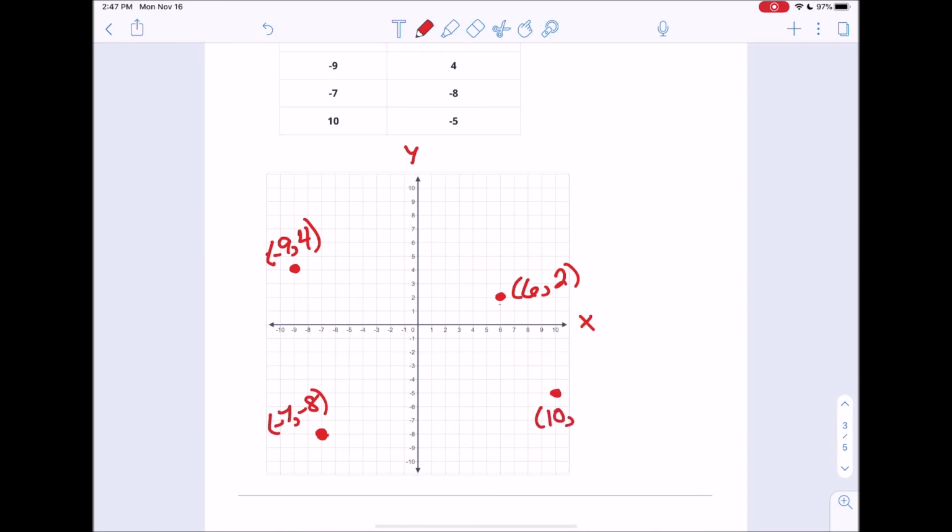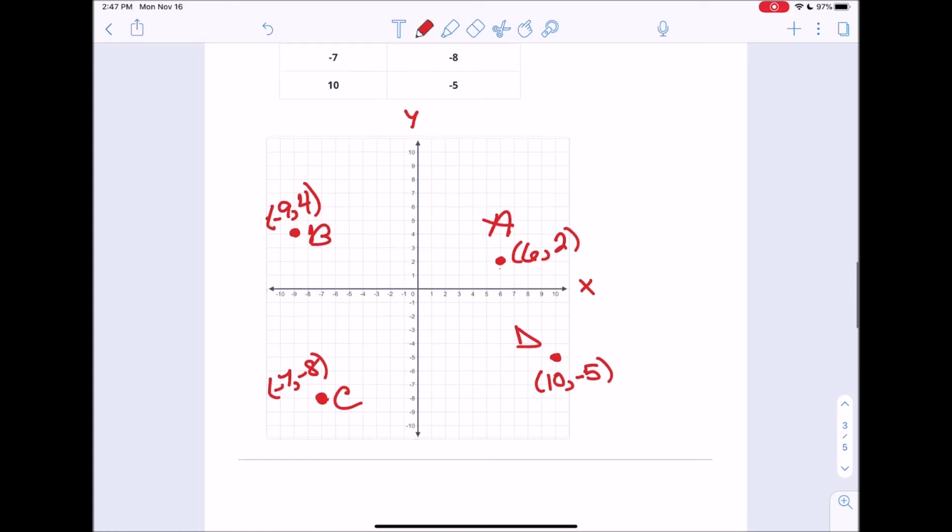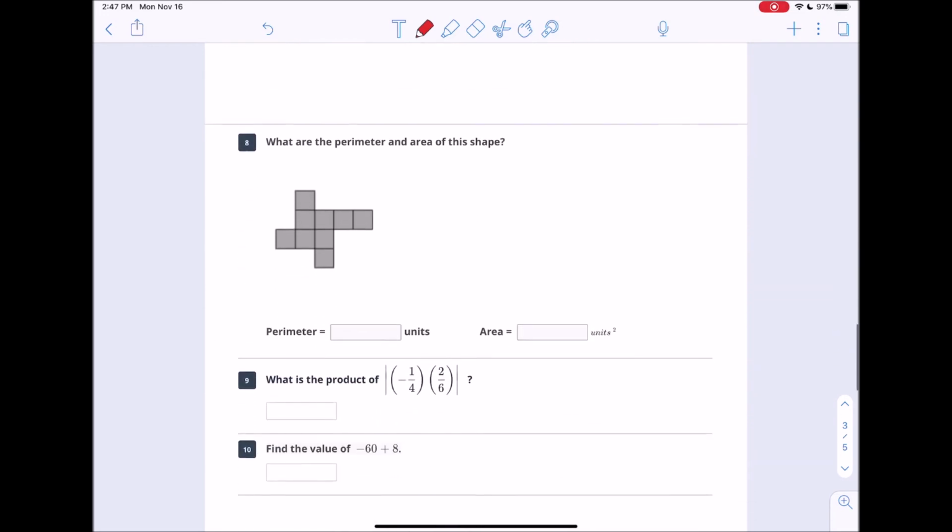Instead of the coordinates, I believe the program's going to say A, B, C, and D. But this is what it should look like. Okay, you're just plotting the points. All right, moving on.